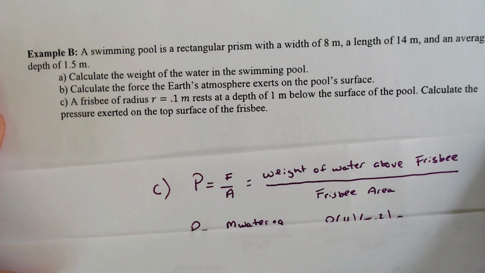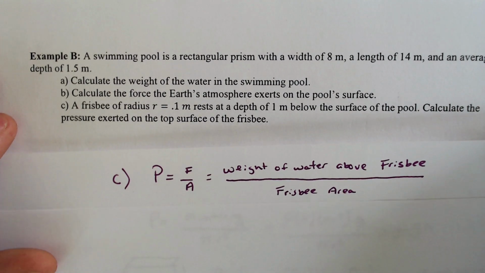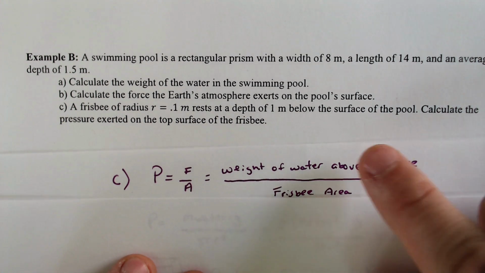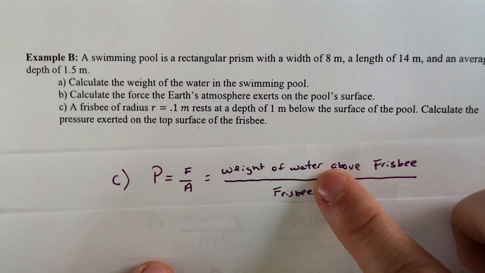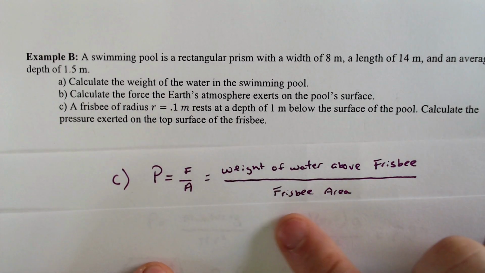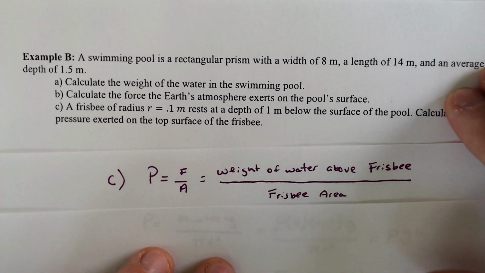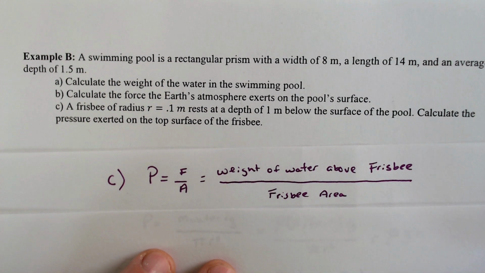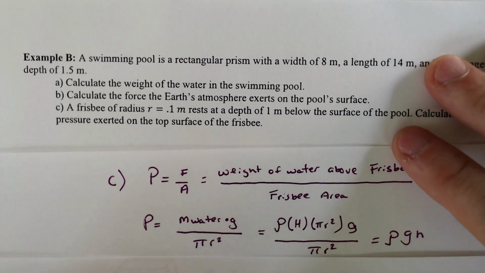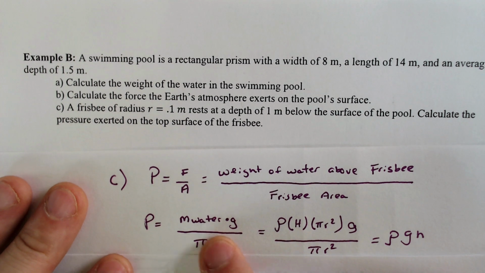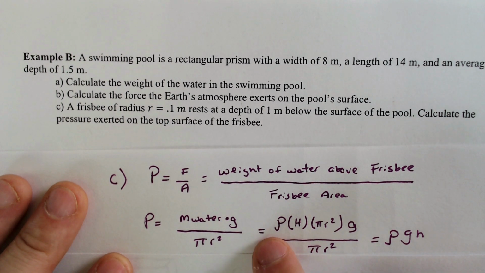So, in order to figure out this one, we have pressure, which is equal to force divided by area. And the force is the weight of the water that is above the frisbee, and the area would just be the area of the frisbee. Okay? So the pressure exerted on top of the frisbee would be the atmospheric pressure and the weight of the water and all that other stuff, because it is open to the air. So we have the weight of the water, which is mass times gravity, equal to rho times height times pi r squared times g, and then divided by pi r squared.